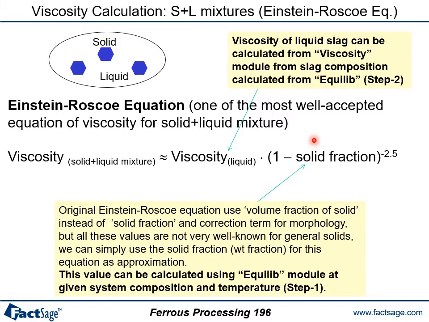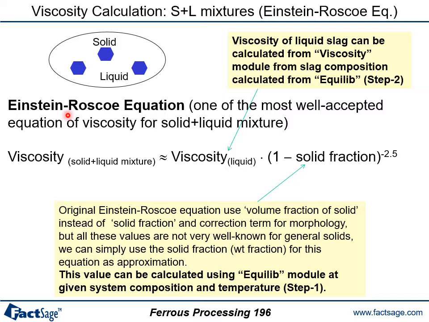But in many metallurgical processes, or many pyrometallurgy processes, we know that slag sometimes contains some solid phase as well. So how can you calculate the viscosity when you have slag which is a mixture between the liquid slag and the solid slag together? There's no general rule, but one of the most widely used equations to estimate the viscosity for the solid-liquid mixture slag is the so-called Einstein-Roscoe equation.